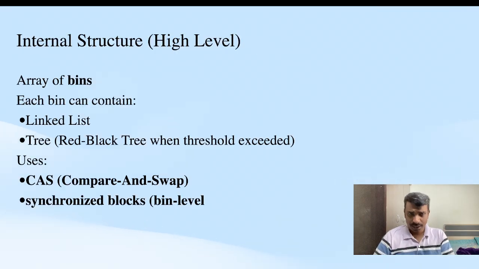So it contains an array of bins. Each bin can contain either a linked list or a red black tree when the threshold is exceeded. It uses compare and swap technology and synchronized blocks at bin level. It does not block the entire map, only blocking is happening at the bin level.